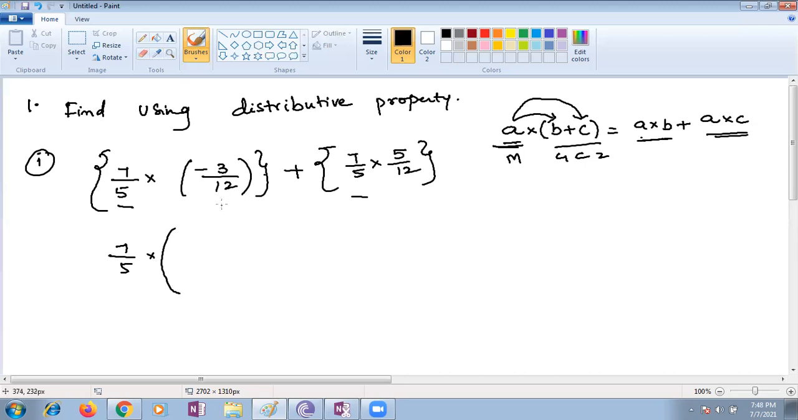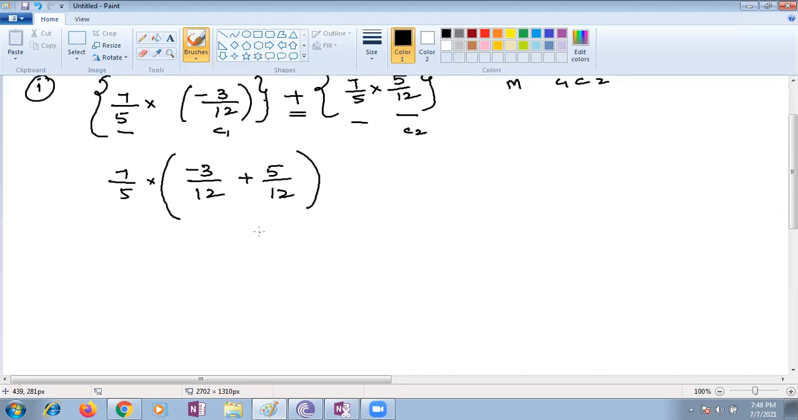Child 1 is minus 3 by 12 and the other is 5 by 12. Yes, child 1 is minus 3 by 12. Whatever the sign, you have to take the same sign. And second child is 5 by 12. So you have to use your distributive property. Now you see, children, instead of doing the complete thing, we can easily solve over here.